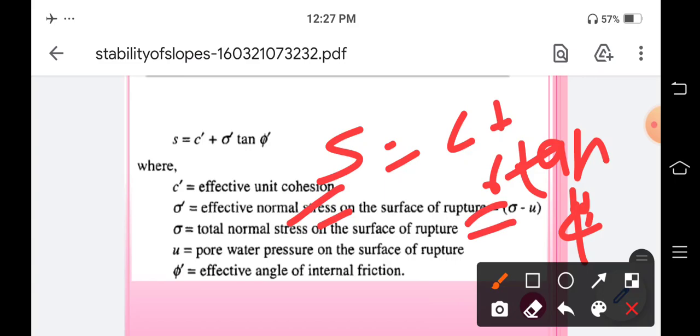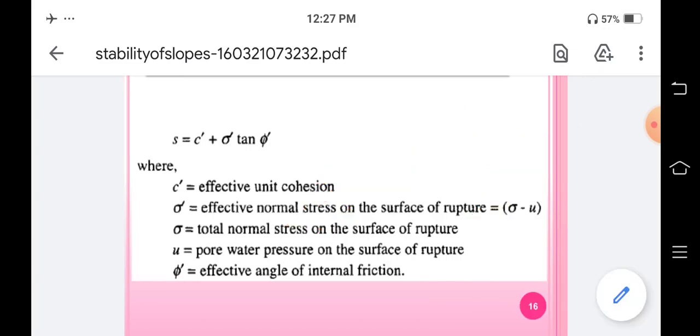Here we are taking sigma as the total stress. But in terms of effective stress, the formula will be S equal to C dash plus sigma dash tan of phi dash. This is also called the modified Mohr-Coulomb theory. C dash is the effective unit cohesion, or cohesion in terms of effective stress. Sigma dash is the effective normal stress, calculated using sigma minus U, where sigma is the total stress and U is the pore water pressure, or neutral stress. And phi dash is the effective angle of friction, or internal friction, related to the effective stresses.